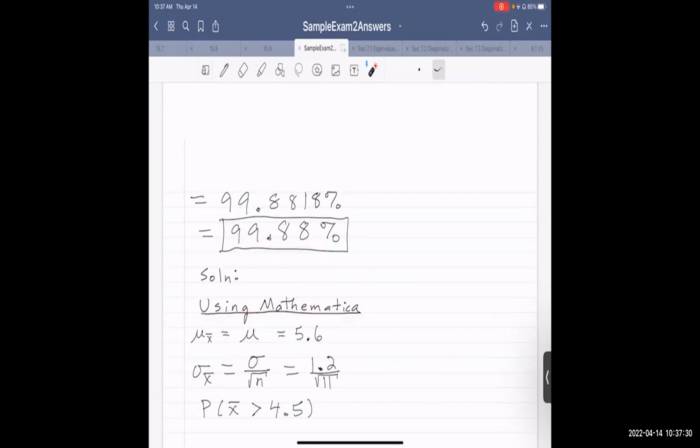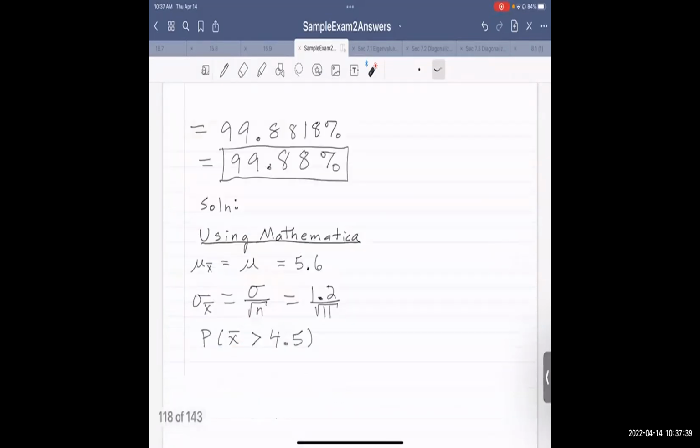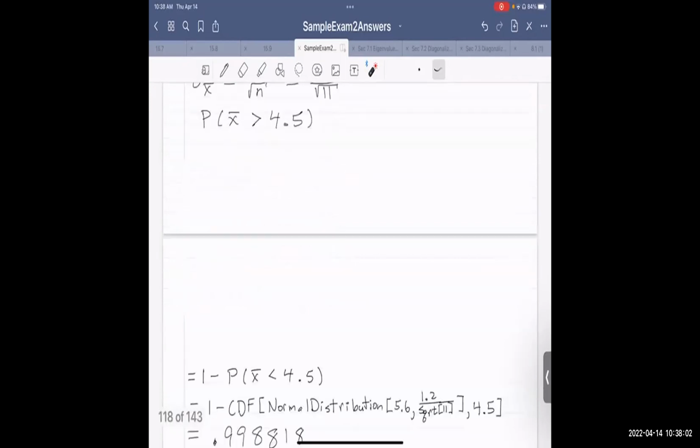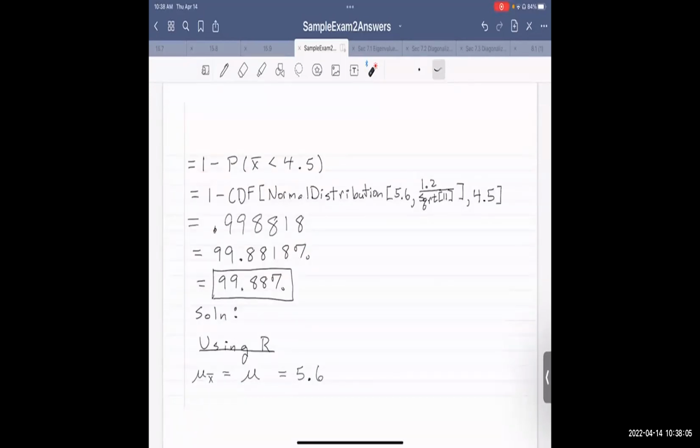And so I have here that the mean for the sampling distribution of all possible sample means is the mean of the population, 5.6. The standard deviation for the sampling distribution of all possible sample means, since we have an infinite population, is the standard deviation of the population divided by the square root of the sample size, 1.2 divided by the square root of 11. And so I want to find the probability that the sample mean is greater than 4.5. Let me look at the complementary event: 1 minus the probability that the sample mean is less than 4.5.